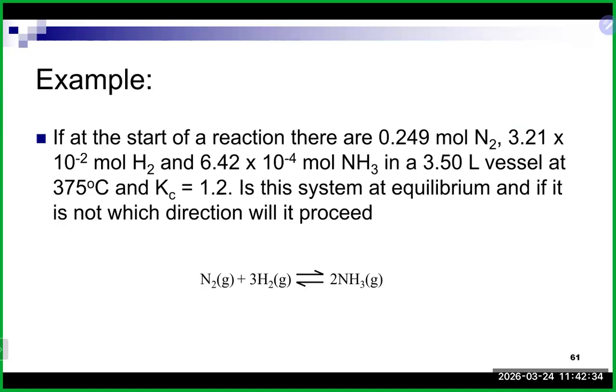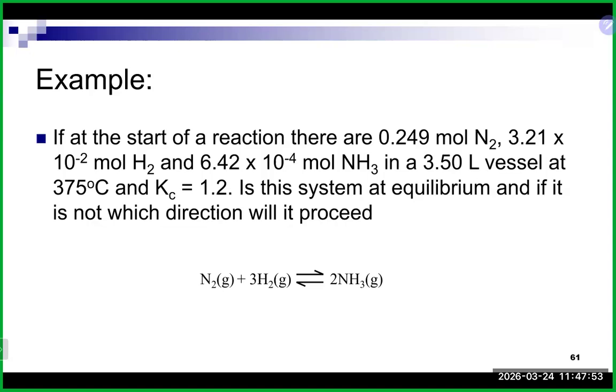If at the start of the reaction we have 0.249 moles of N2 and 3.21 times 10 to the minus 2 moles of H2 and 6.42 times 10 to the minus 4 moles of NH3 in a 3.5 liter vessel. If the K value is 1.2, is the system at equilibrium? And if not, which way will it have to go to reach equilibrium? So take a few moments there, and calculate Q, which would be a good idea.